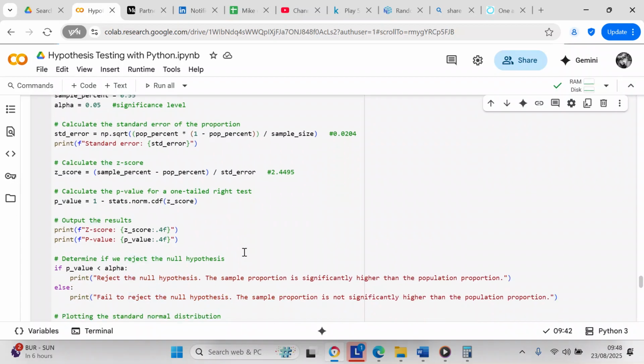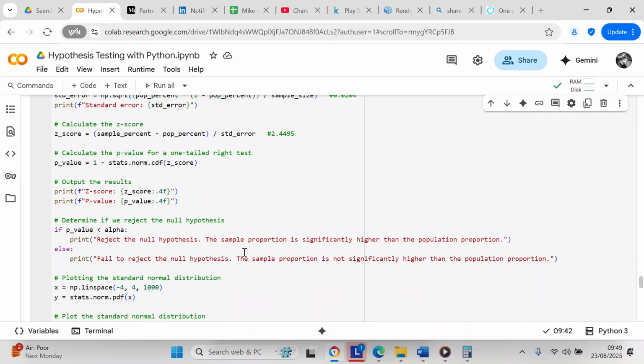So we're going to analyze the p-value. If the p-value is less than 0.05, which is your alpha, then you're going to reject the null hypothesis. The sample proportion is significantly higher than the population proportion. If it is greater than the alpha of 0.05, you're going to fail to reject the null hypothesis. The sample proportion is not significantly higher than the population proportion.